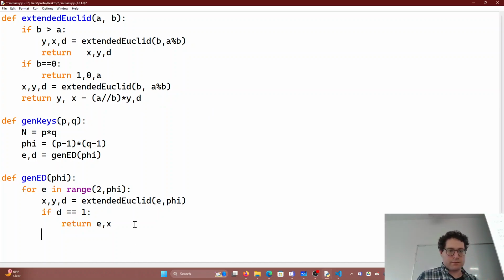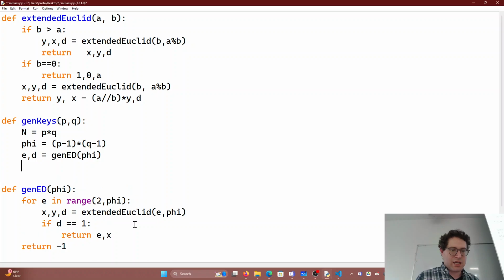Else I'm going to return -1 because this entire thing is broken somewhere. Return -1. That's what happens when you talk and type. Okay, so we generated our keys and return our public key, our private key, and N. That's it. That's what we need to do encryption.